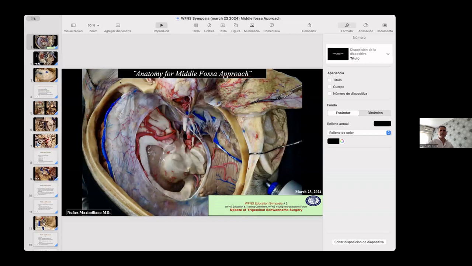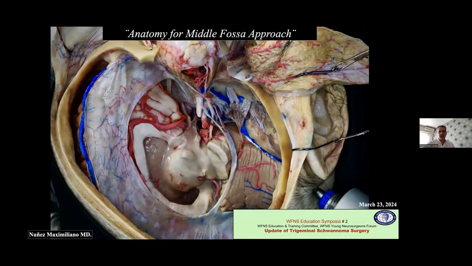Okay. Thank you for the invitation, dear Abuser, and thank you for the rest of the colleagues for accepting my participation here. I will just talk about the anatomy of the middle fossa and mostly of the cavernous sinus. That is the reason why I prepared a presentation focused on the cavernous sinus and the different structures inside, in order to know the application of the anatomy, like everybody knows, for surgery.